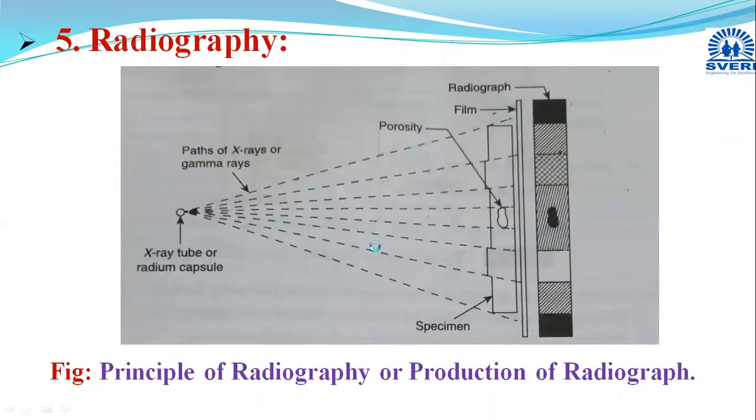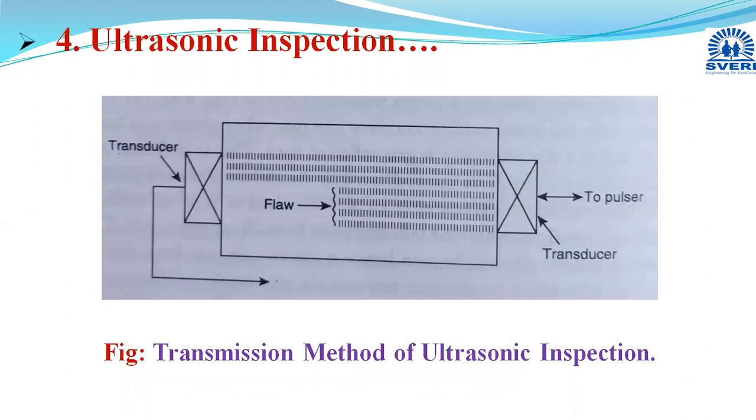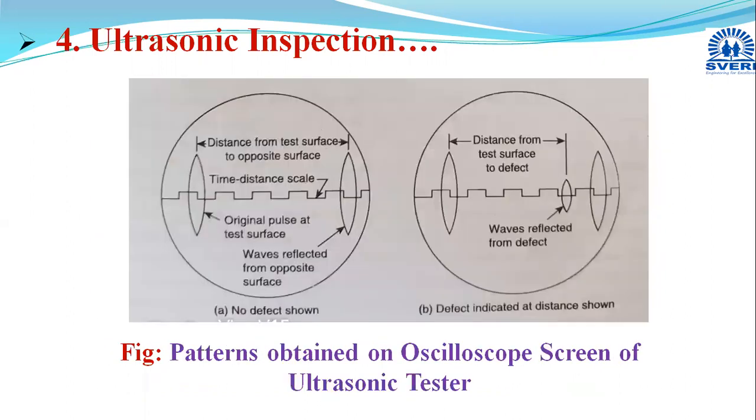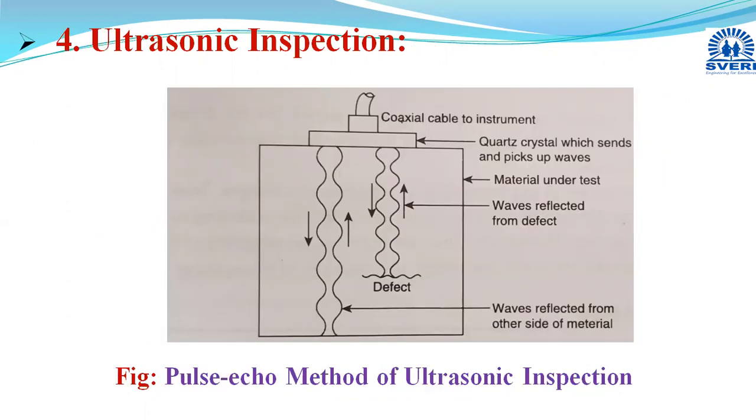Okay, this is the transmission method, also known as the through transmission method, and this is the pulse echo method. Two types are there for this ultrasonic inspection method. Now, first I will explain this pulse echo method of ultrasonic inspection.